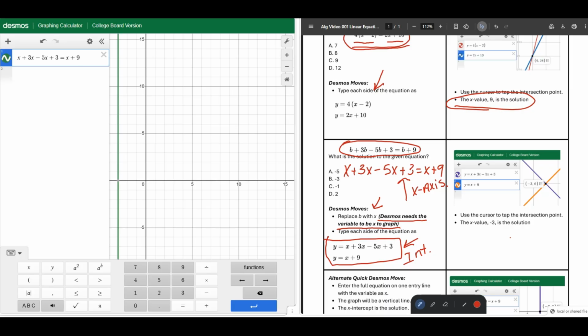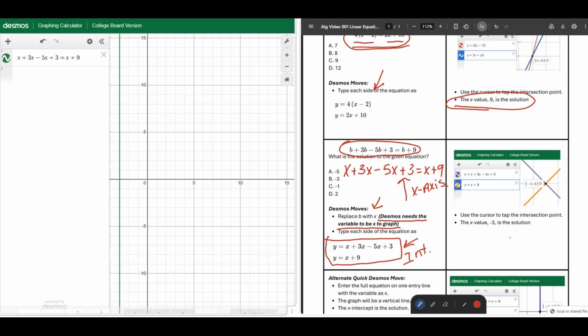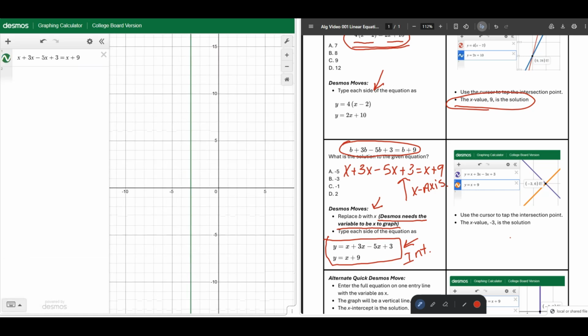So what I want to do is find my intersection. I want to hover with my little cursor, tap it so that the ordered pair will come up, and I can see that -3 is my x value, and -3 is the solution to the equation.